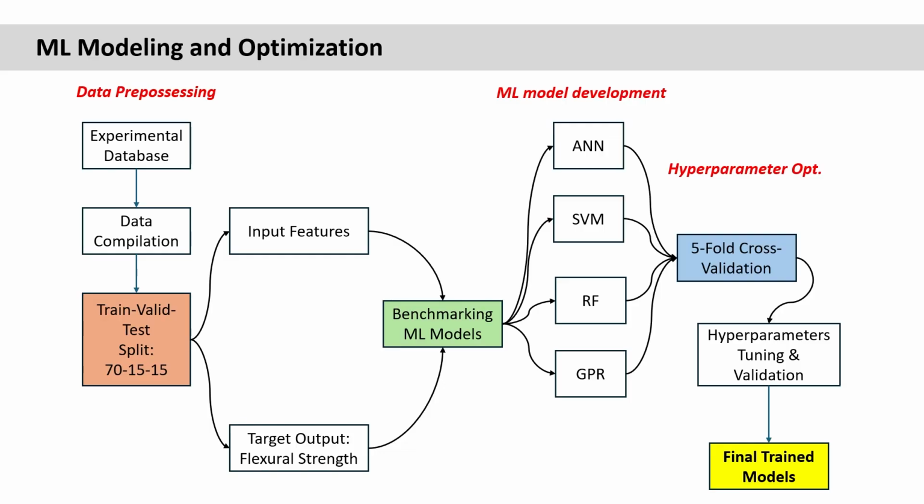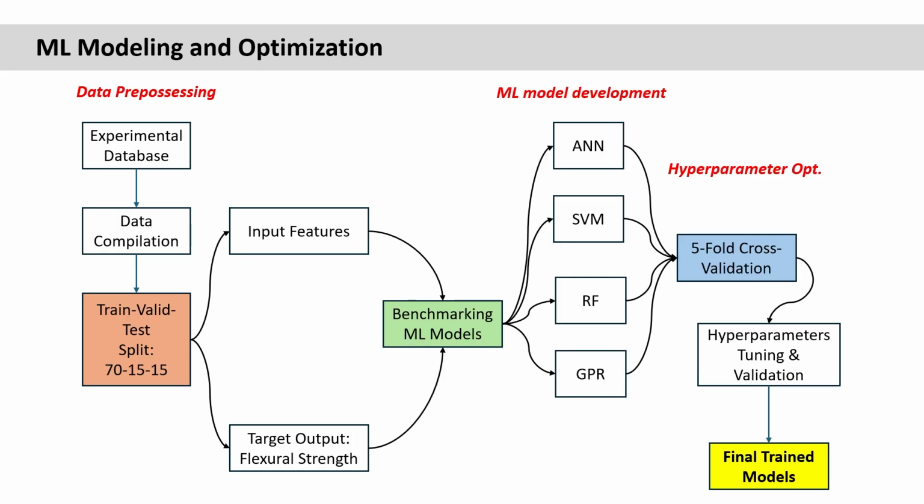Now after collecting all the experimental data, I will pre-process the data set and divide it into training, validation, and test sets in a 70:15:15 ratio. The input features will include the fiber content, material properties, curing and mix characteristics, which I have already shown in the previous slide.